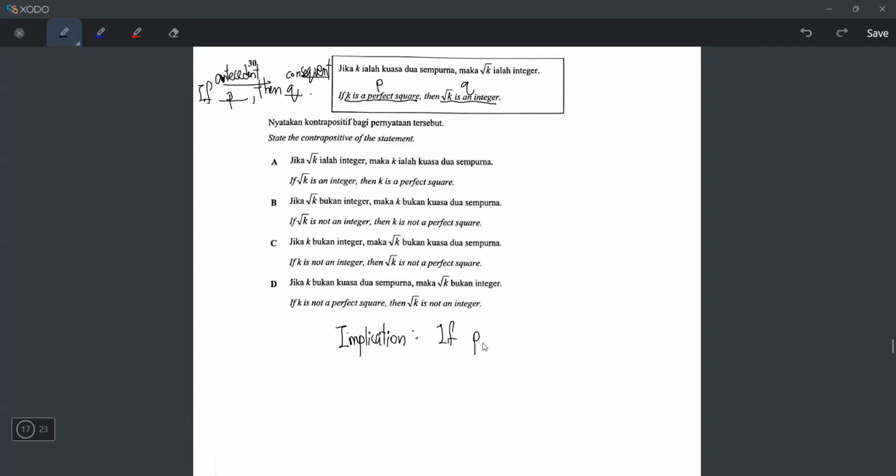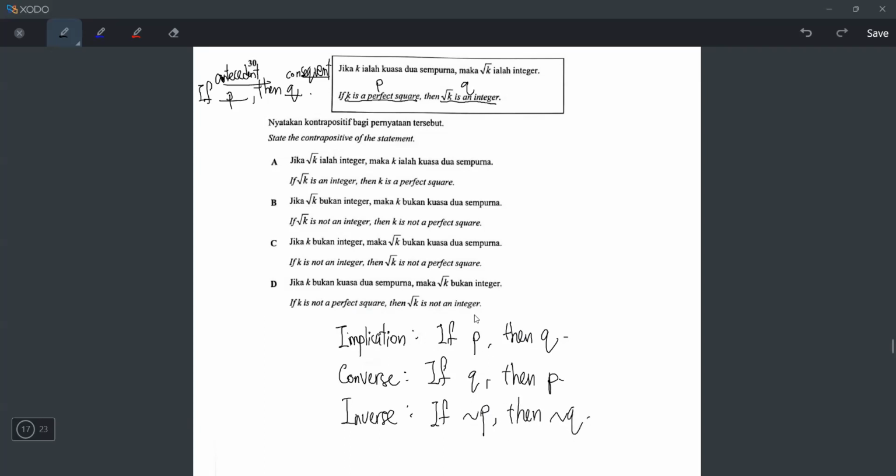Okay, first of all, the original implication looks like this. If P, then Q. But what if I want to find the converse? What you have to do? You have to terbalikkan the antecedent and consequent. So it'll be if Q, then P. What about inverse? Okay, the inverse, you will go to your implication, but you don't terbalikkan. But you have to do negation. So this is the symbol for if negation P, then negation Q.